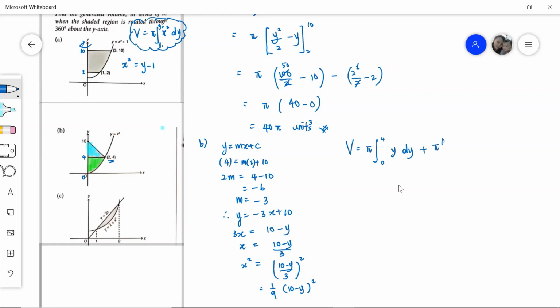Plus pi from 4 to 10 of the linear function. The linear function is 1 over 9, 10 minus y squared dy. The 1 over 9, we can just take it out, okay? So let's do each integration separately. So we have y squared over 2, integrate from 0 to 4, plus pi over 9.